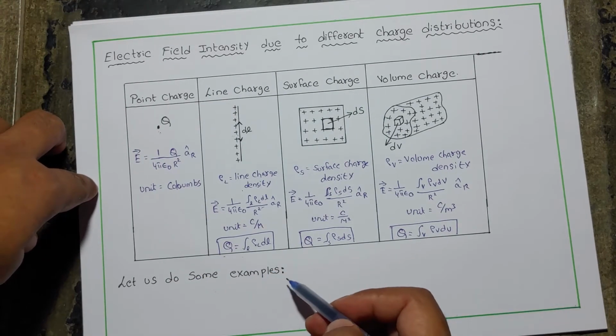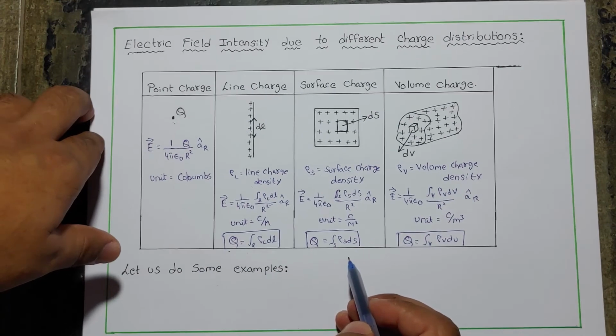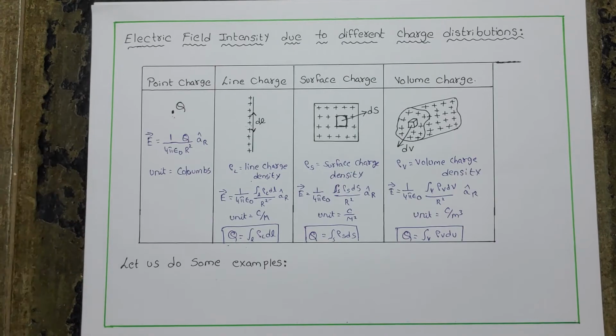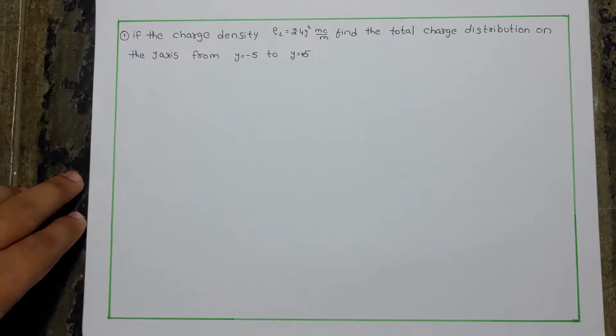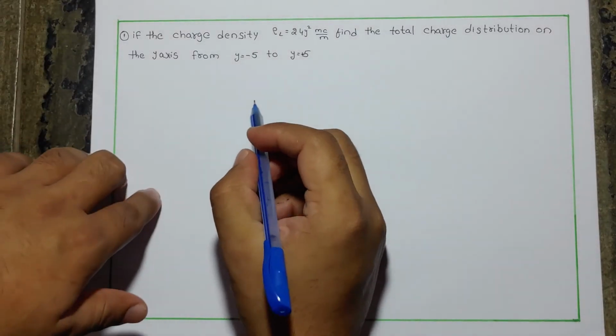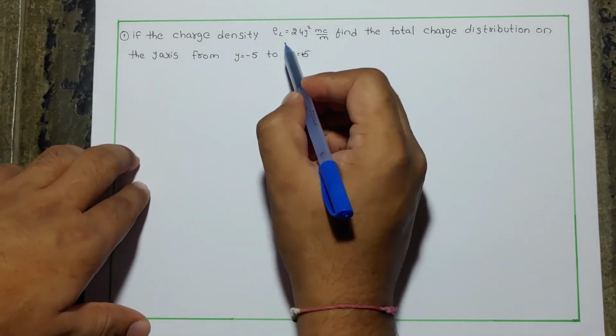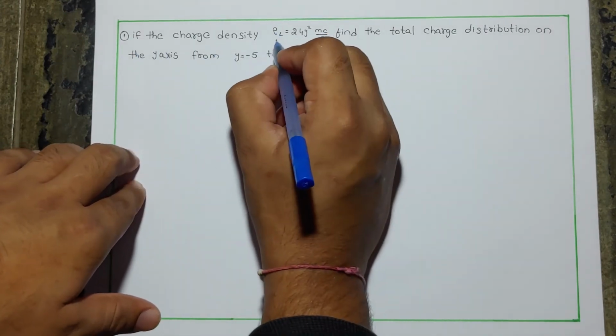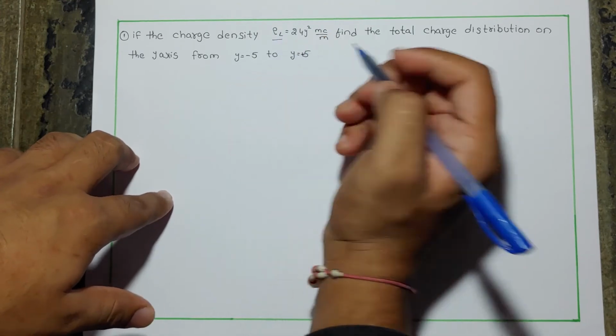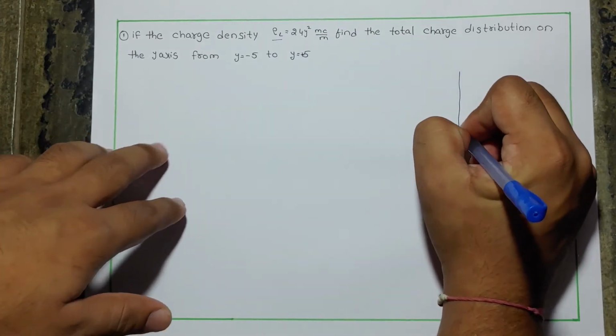Let us do some examples on this. Take a screenshot if needed. Now let us do it. If a charge density rho l is given, so we are going to deal with a line charge.